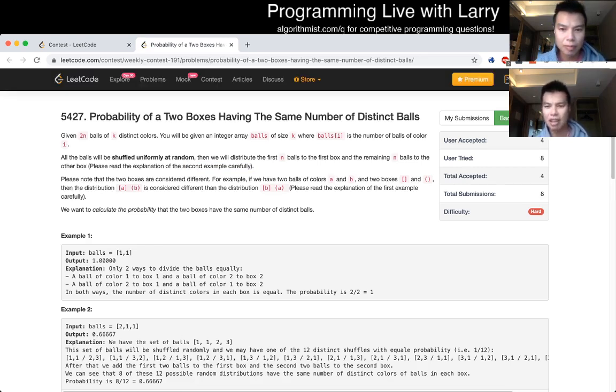Then I refreshed. I was like, oh, only four people solved it, so I actually have a good amount of time, and also that it's solvable.